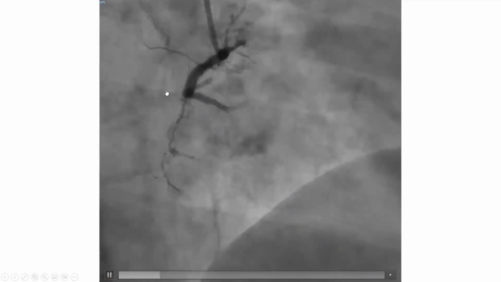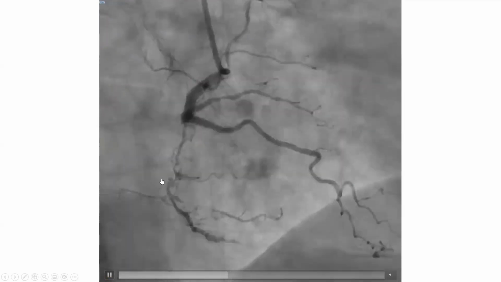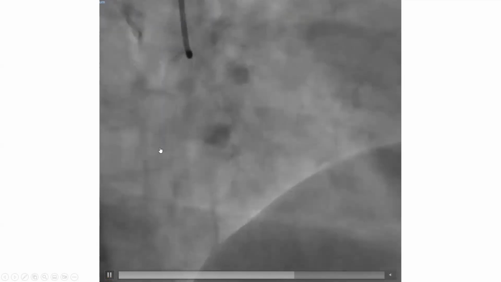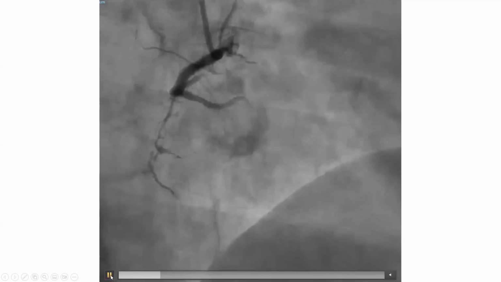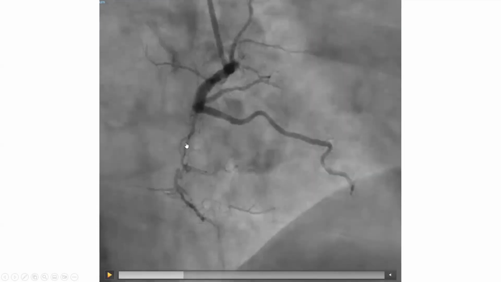And you can see here in an RAO view, you see how it tries to join the lumen. It has a bend, almost a kink, before it joins the lumen. It goes like this, then it bends and it joins the lumen. That tells you that's not the true intima. The true intima is more straight. This one is doing a very sharp two bends to get back into the lumen. So this is a bridging collateral. It's around the vessel, not inside the intima.